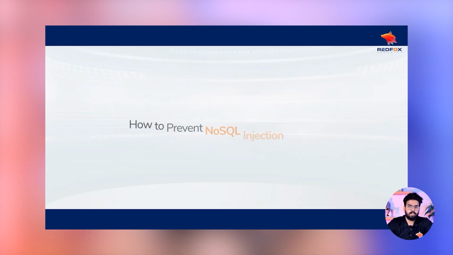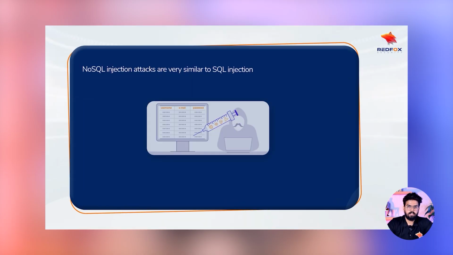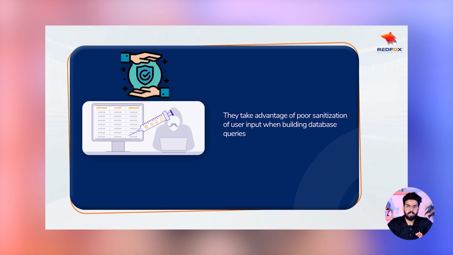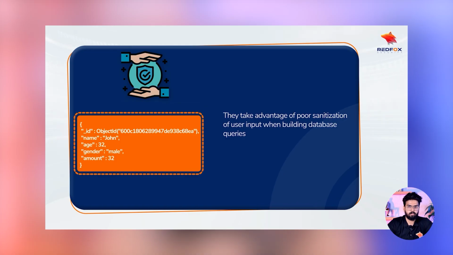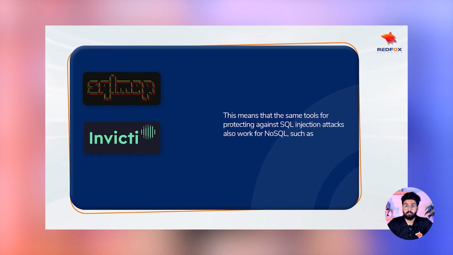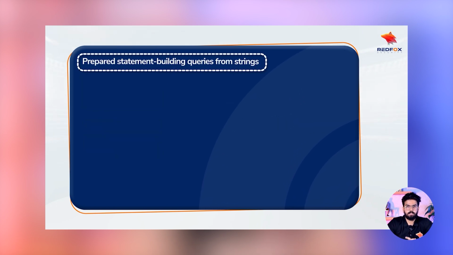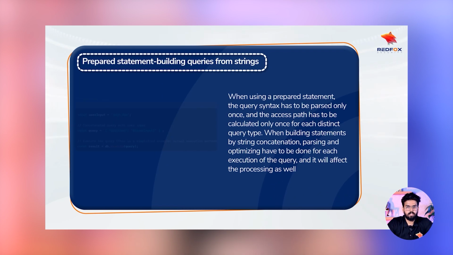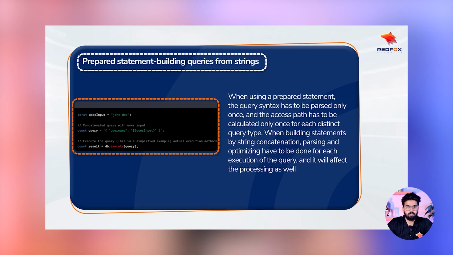Now how to prevent NoSQL injection attacks? NoSQL injection attacks are very similar to SQL injection. They take advantage of poor sanitization of user input when building database queries. This means that the same tools for protecting against SQL injection attacks also work for NoSQL, such as prepared statements instead of building queries from strings. When using a prepared statement, the query syntax has to be parsed only once, and the access path has to be calculated only once for each distinct query type.